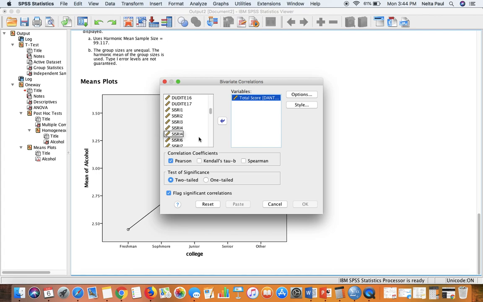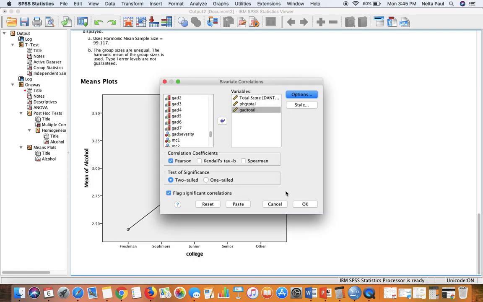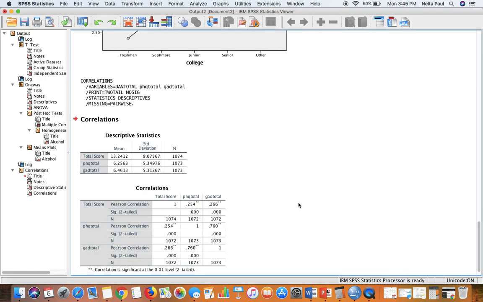I'm going to do the PHQ total, which is scores on the depression scale, the Patient Health Questionnaire, and the GAD, Generalized Anxiety Disorder scale, GAD-7, total scores. Now you'll notice all of these are scales, so we can run a correlation. And what I'm going to do is I'm going to do means and standard deviations because it's helpful when you're reporting your results. I'm going to click OK, and here we have it.